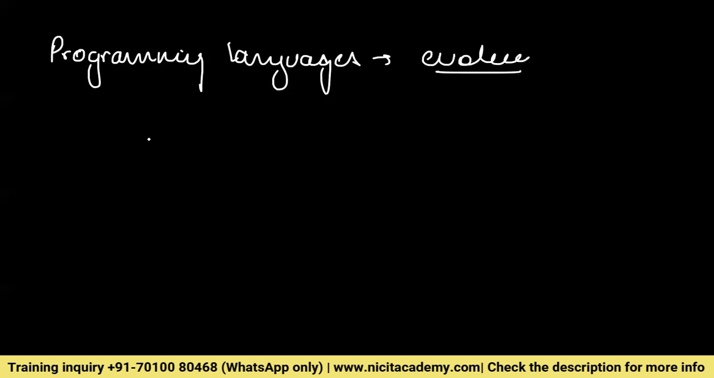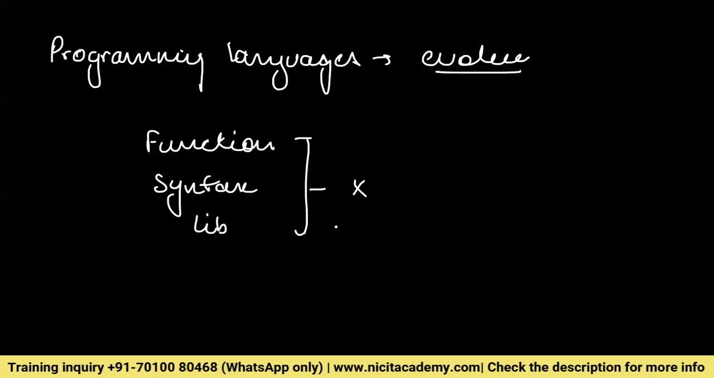What is the current version of Java? Does anybody know? I think it is Java 24 or something. Yes, right? We had Java 21 also. We had other versions also. Correct. Now that means that these languages constantly evolve. Programming languages continuously evolve. The functions, the syntax, the libraries that you have today may not be supported tomorrow. Yes or no? Can happen because it's continuously evolving.